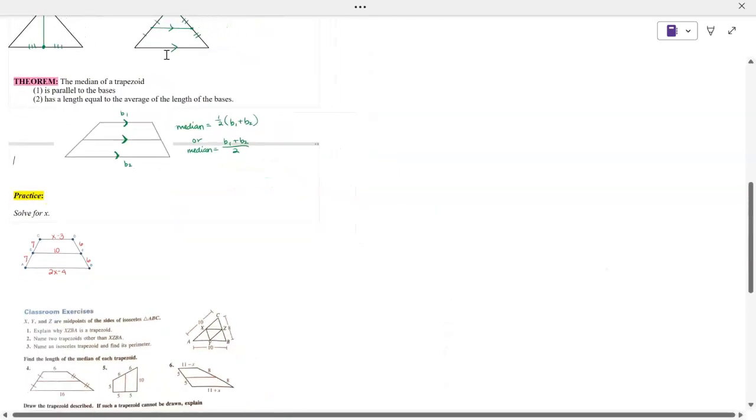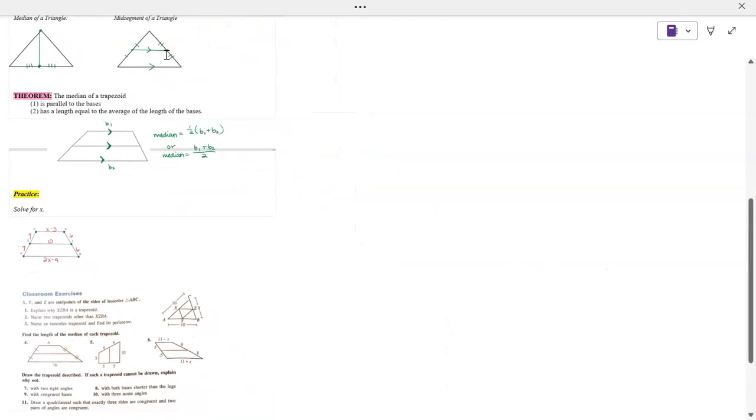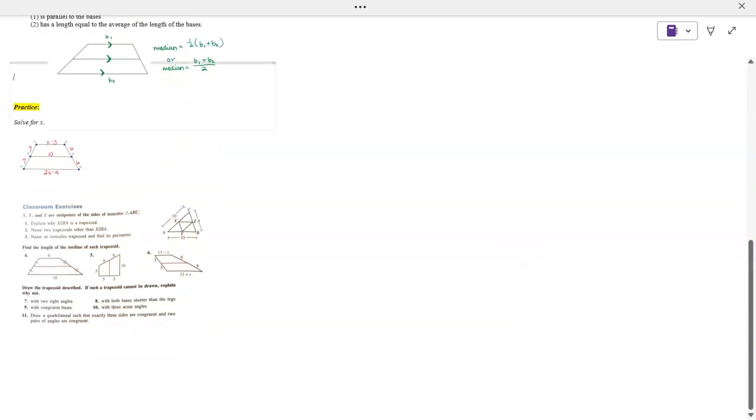So what I'd like for you to do now, you can work on this problem here, solving for x, and then these classroom exercises. And once you're done here, you can check your answers in the content library, and you can also feel free to work with others on solving these.